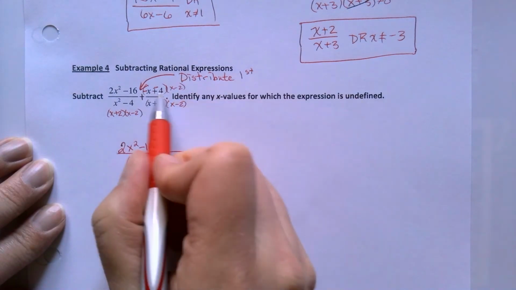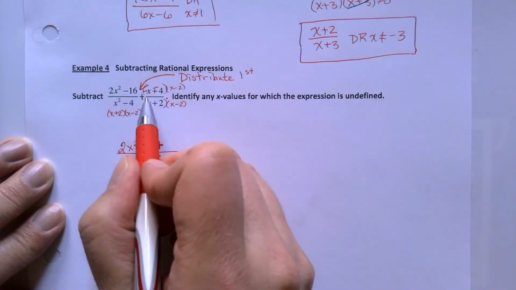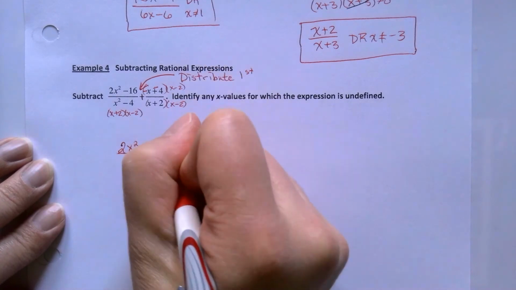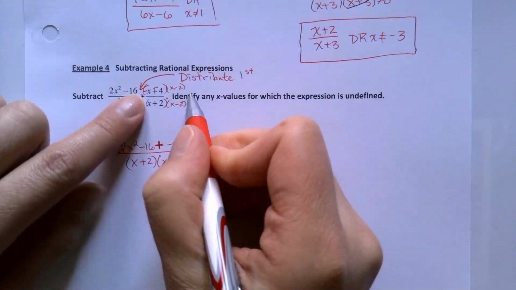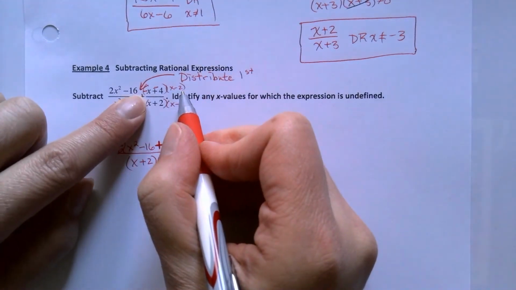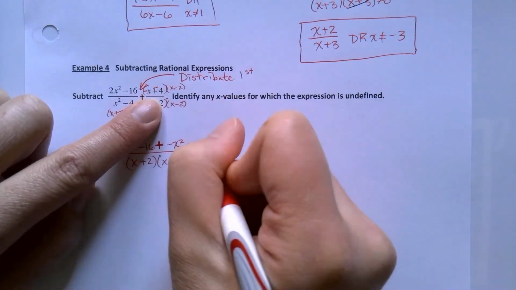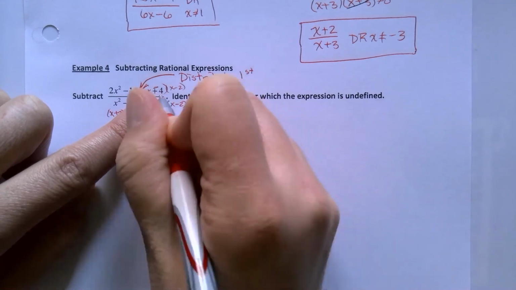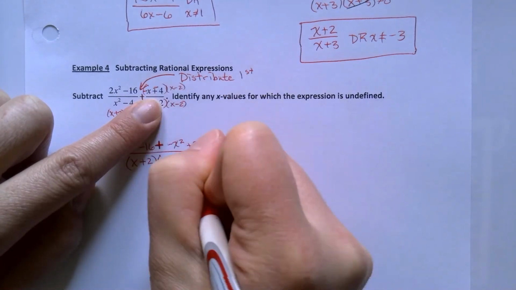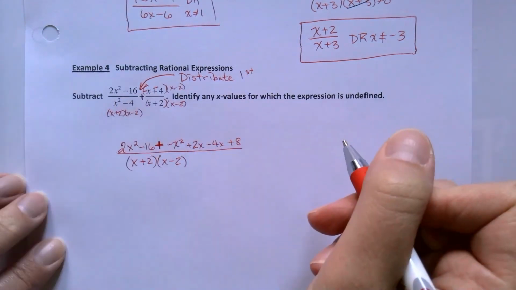I do have some foiling to do. So I have a negative times a positive, so I get a negative x squared. I get a negative times a negative, so I get a positive 2x for my outer. My inside's a negative 4x, and my last is a positive 8. So I went ahead and foiled that. I showed the pieces.